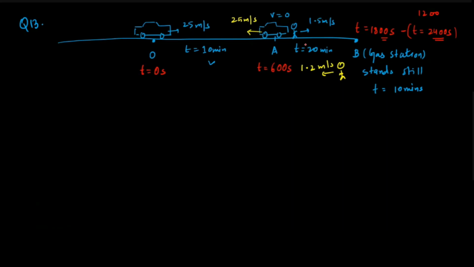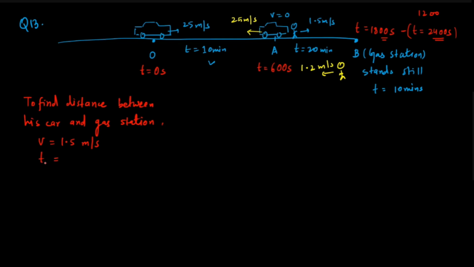In order to find out time, we first need the distance between point A and point B. So how can we find the distance? Using the simple formula, speed is equal to distance upon time. To find the distance between his car and the gas station, we have the information. It is moving with speed 1.5 meters per second, and the time for which it has moved is almost 20 minutes. So we can say it has moved for 1200 seconds. As we know, speed is nothing but distance upon time.